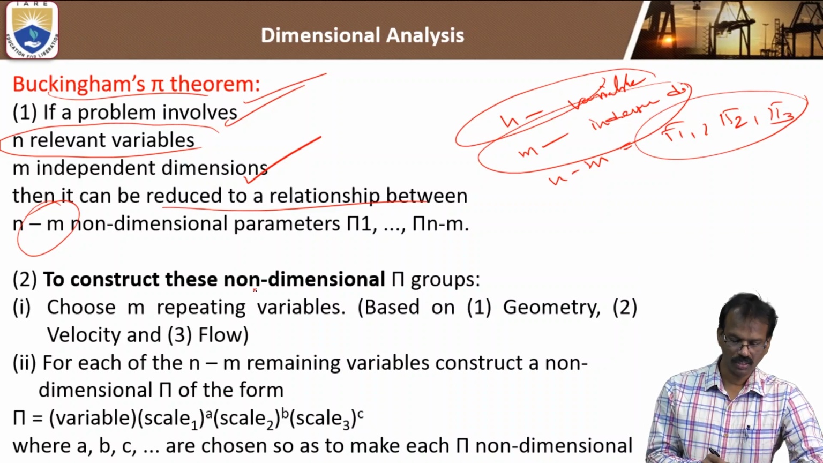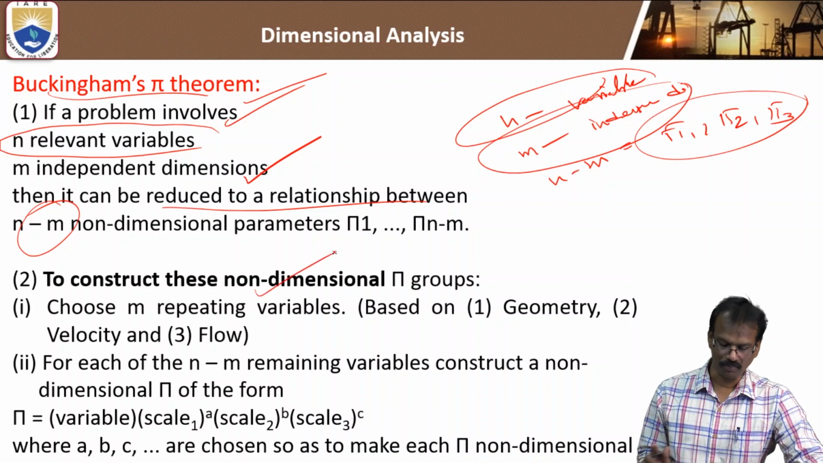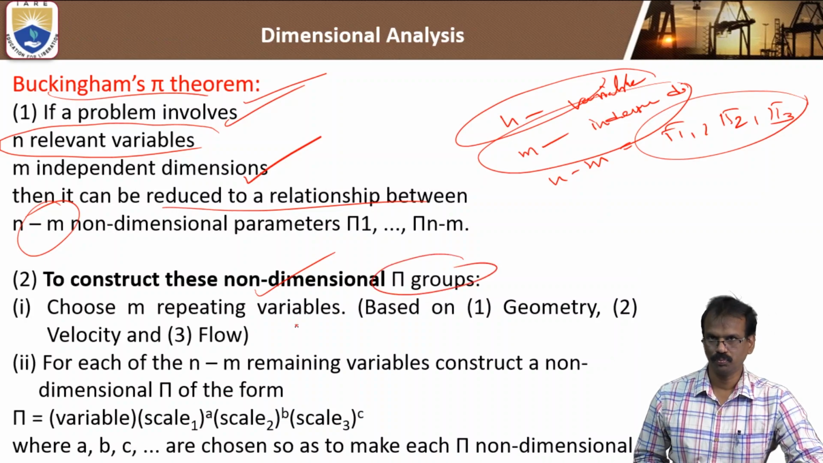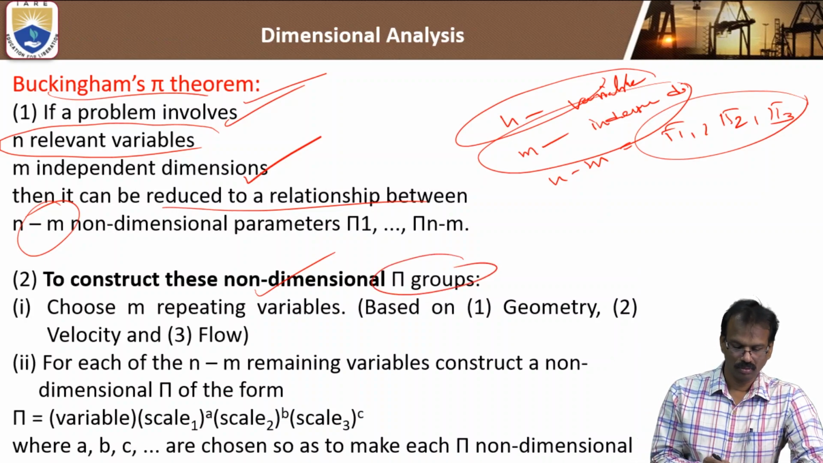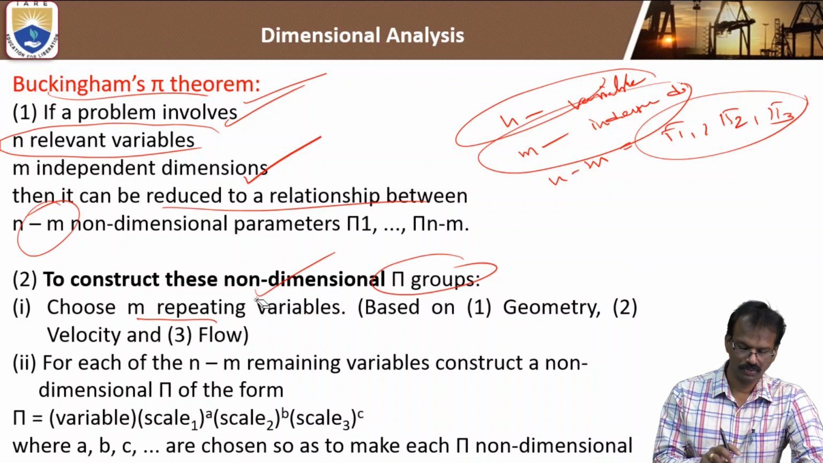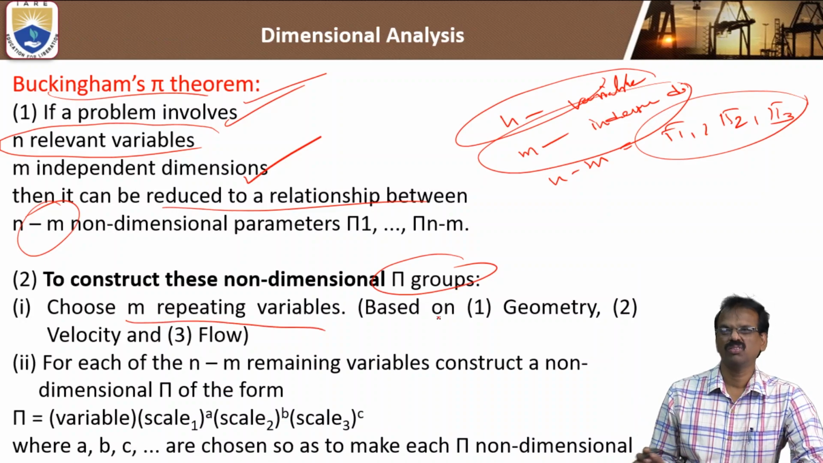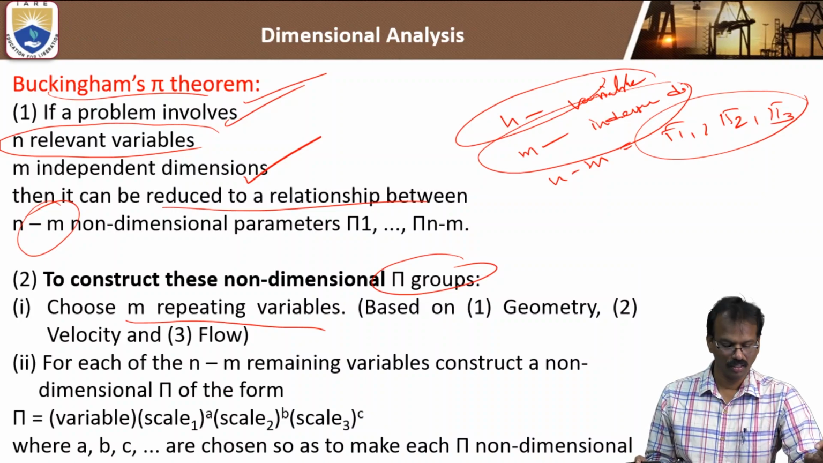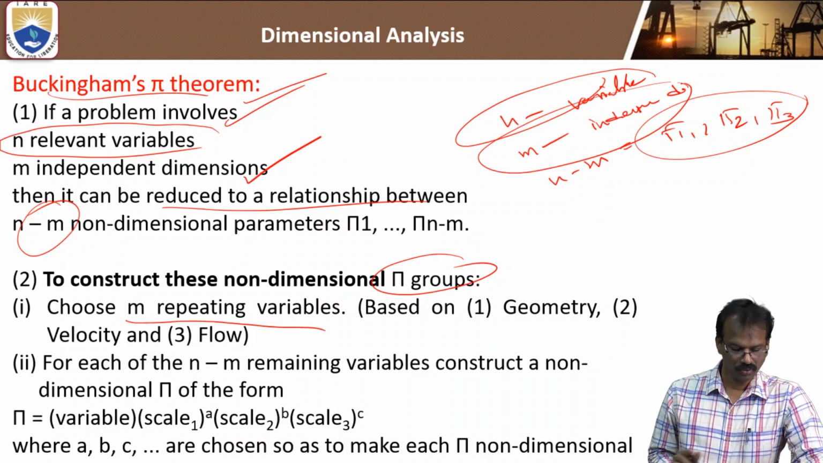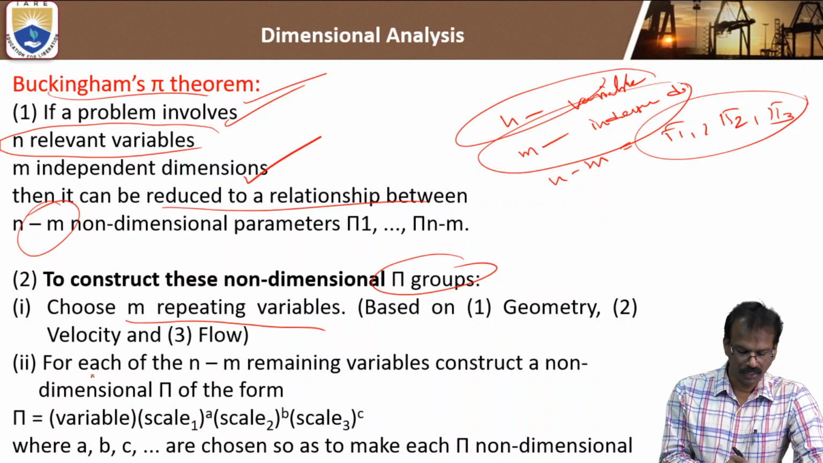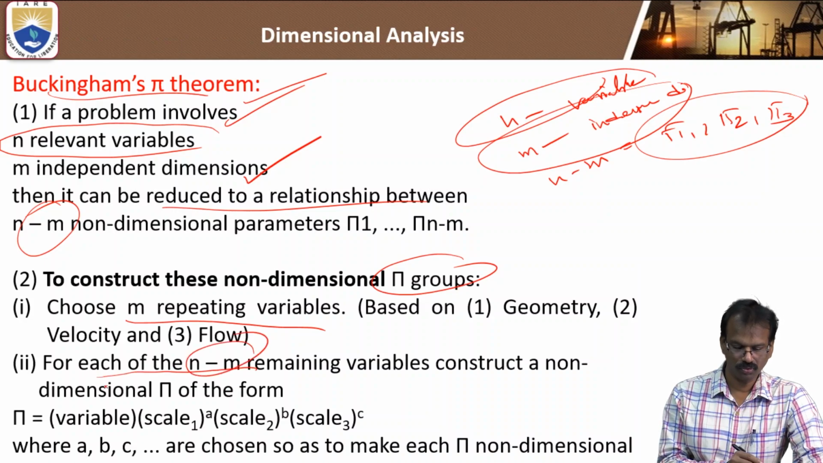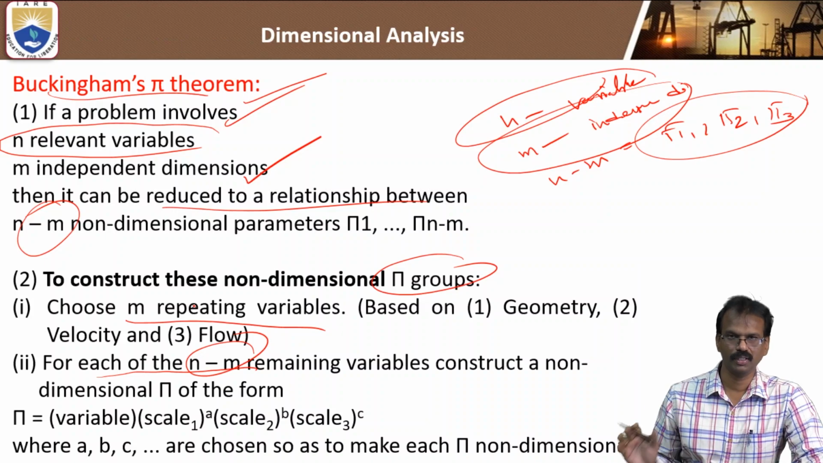To construct these non-dimensional pi terms, or pi groups, or dimensionless groups, first choose m repeating variables, where n is the number of variables and m is the number of repeating variables. It is based upon the geometry, velocity, or flow. Then for each of the n minus m remaining variables, form a pi group. This is the process of the Buckingham pi theorem.